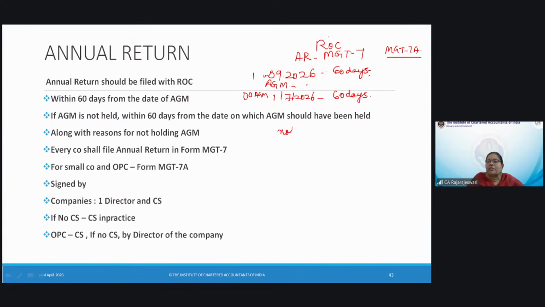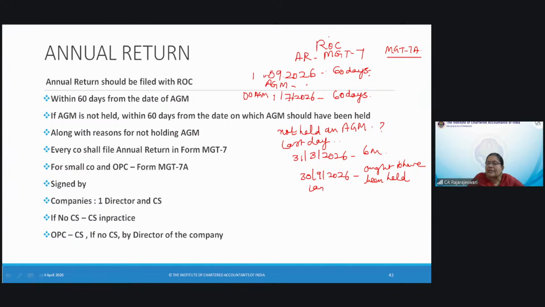Assuming a company has not held an AGM, then what is the position? Then also, the last date on which it should have held the AGM applies. We all know that when the balance sheet ends on 31/3/2026, within 6 months from the closure of the year the AGM should have been held. So on or before 30th September 2026, the AGM ought to have been held. This is the last date for holding the AGM for financial year 2026. From this date they will take 60 days. So even if no AGM is held, it ought to have been held on this date.